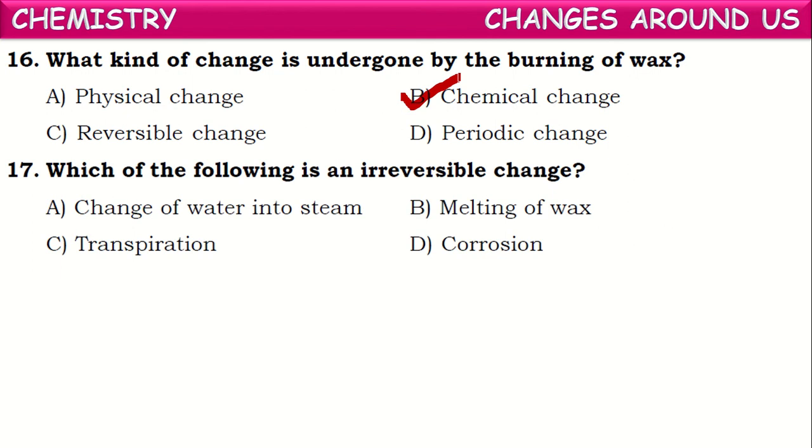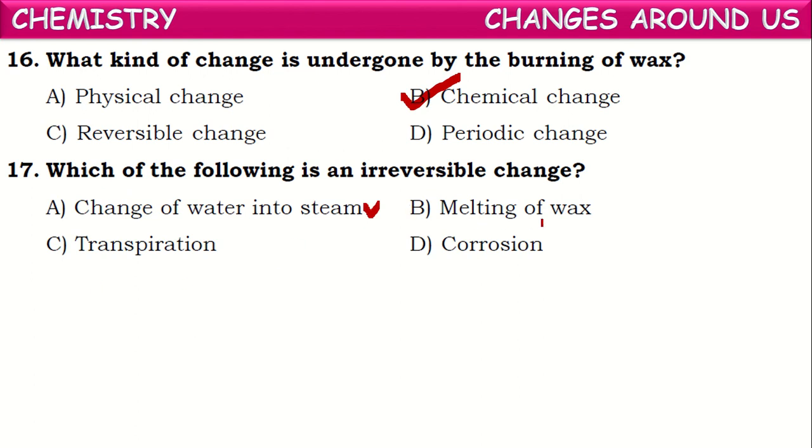Okay. Next, which of the following is an irreversible change? What is meant by irreversible change? The change which cannot be reversed, or the change in which original substances cannot be obtained back by reversing the conditions, is called irreversible change. See here the first one, change of water into steam. Can we get back the water from the steam? Yes, we can get back. So it is a reversible change.